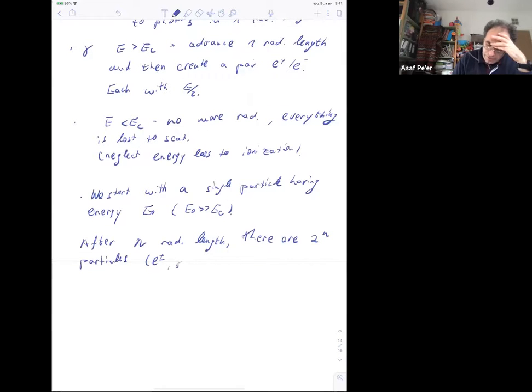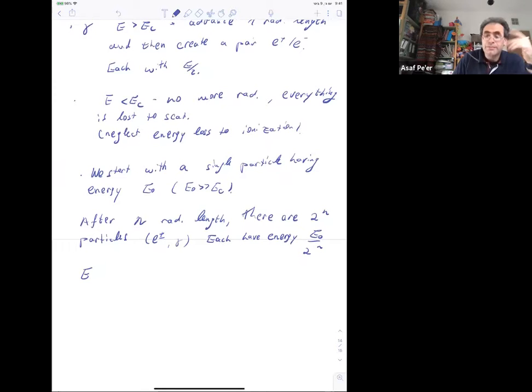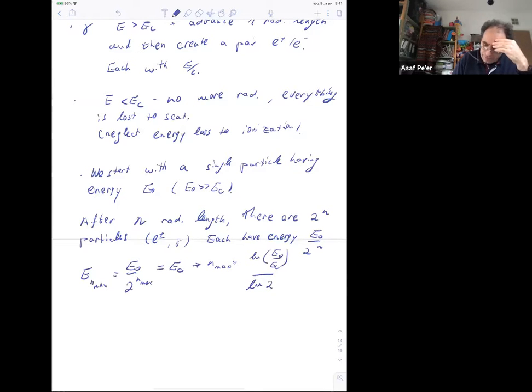E plus, minus and photons in about the same numbers, each have energy which is E zero over 2 to the power n. And so after n such rounds, right? E at n max, E zero over 2 to the power n max, is just E critical, which means that n max is just log of E zero over E_c divided by log of 2. So the length of the shower is essentially going to be proportional to log of E zero.